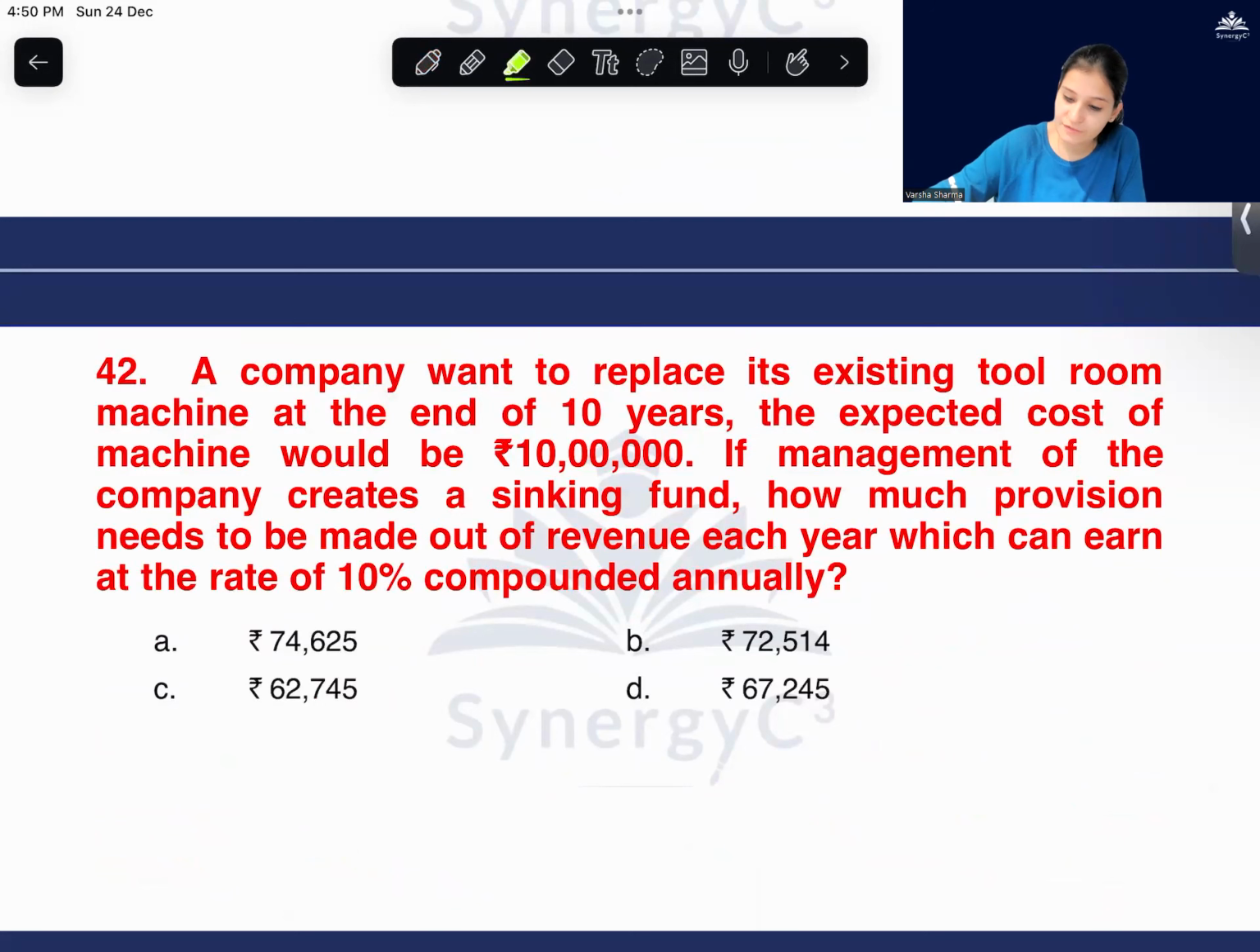See, you can see that there is a word highlighted. That means it's a question of future value of ordinary annuity. Final. The company wants to replace its existing tool room machine at the end of 10 years. So the number of periods is 10. And the expected cost is 10 lakh. When? After 10 years. So this 10 lakh is how much? After 10 years, how much am I needing? Yes? So my future value is 10 lakh.